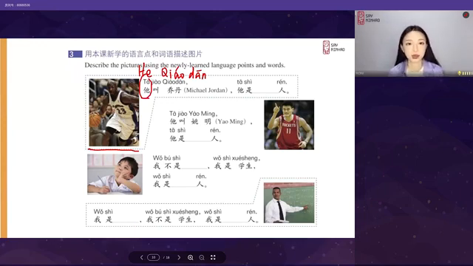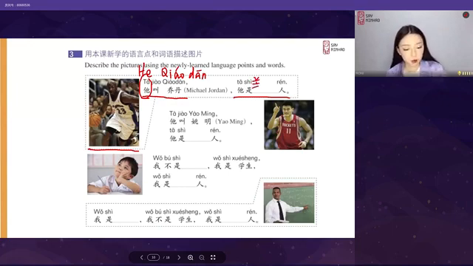Okay, 他. Read after me, please. 他. Okay, so 他叫乔丹 means his name is Jordan. His name is Jordan. And 他是什么人？ We all know he is in America, right? He is in America, so he is 美国人.